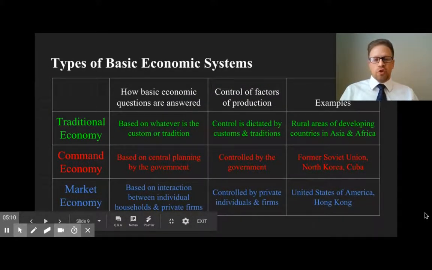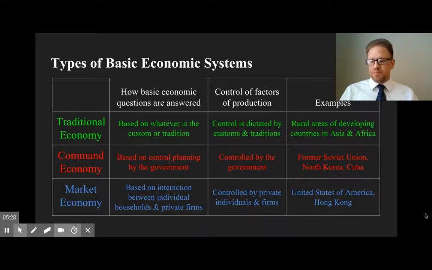Individuals and firms control the factors of production. So generally speaking, if there is land, if there is labor, if there is capital, that is either owned by an individual or it's owned by a business. Now, generally speaking, if you're talking about a pure market economy, the government doesn't own any of those things.